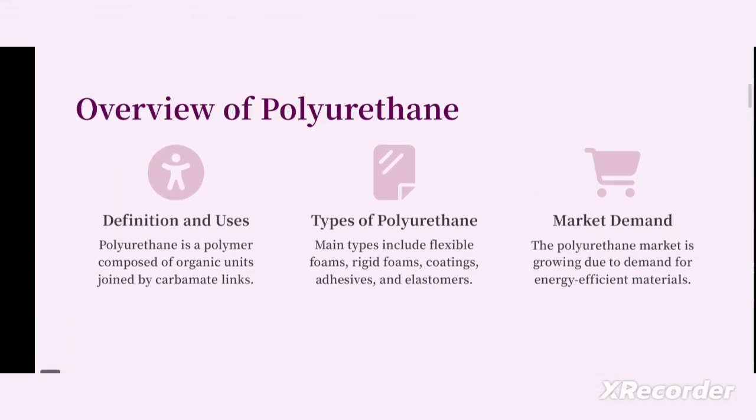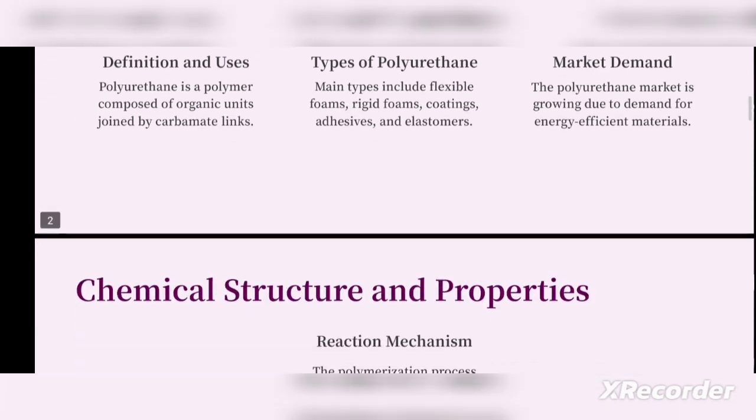Overview of polyurethane. Definition and uses. Polyurethane is a polymer composed of organic units joined by carbamide links. Types of polyurethane. Many types include flexible foams, rigid foams, coatings, adhesives, and elastomers. Market demand. The polyurethane market is growing due to demand for energy efficient materials.